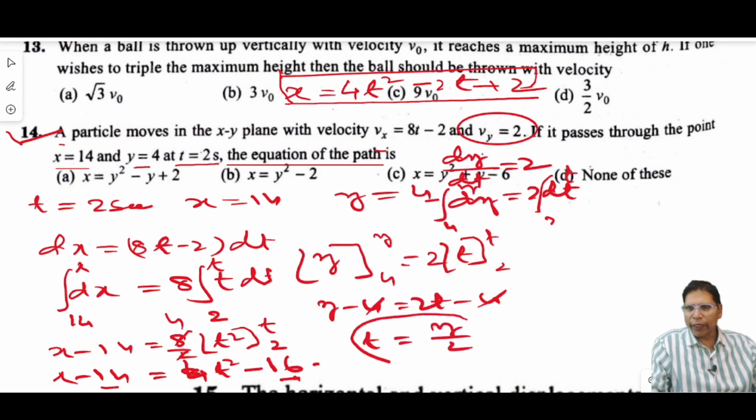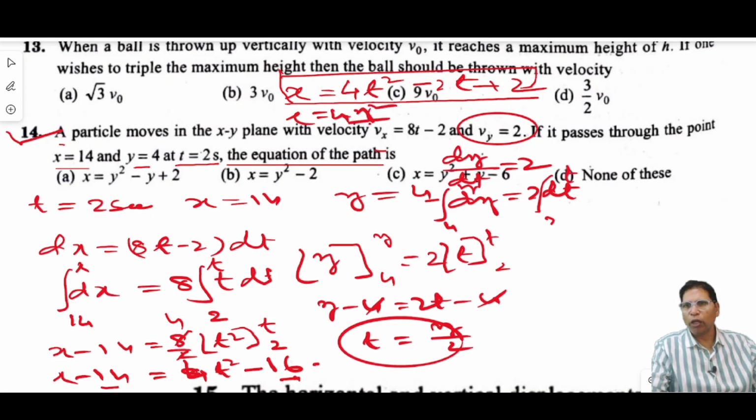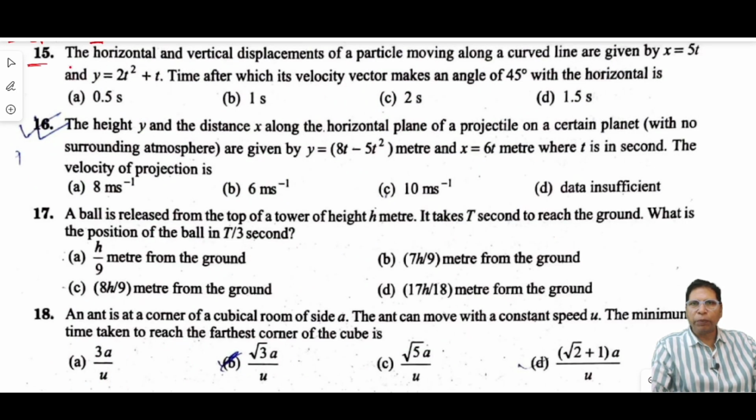If you put t equals to y by 2 in this equation, we get x equal to 4 into y square by 4, minus 2 into y by 2, plus 2. So we get x equal to y square minus y plus 2. Which is correct? Look at this, option A is correct. Okay. Now question number 15.